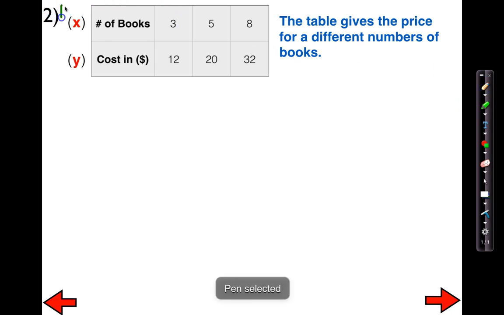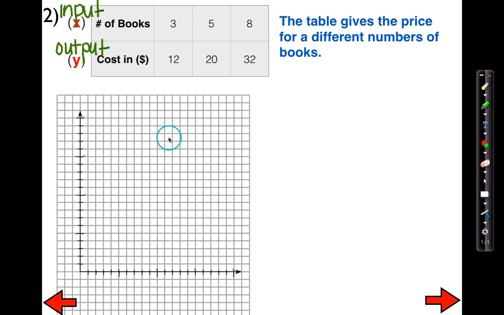Once again, because x is your input, it is independent, and y is your output, which is dependent on the input. So let's go ahead and start with the graph. Let's label our x-axis, which should be the number of books. We're going to go ahead and scale that. We're going by increments of 1. And then we're going to label the y-axis, which is the cost in dollars. And again, here, since we have to go up to 32, we're going to go ahead and go by 2s. Now, once again, remember that just because we see the first value is a 10 doesn't mean it's going by 10s.